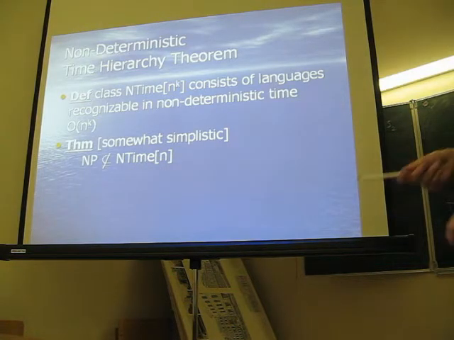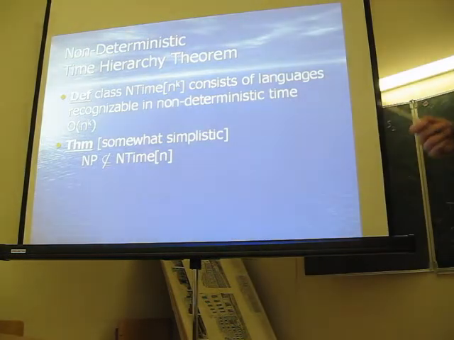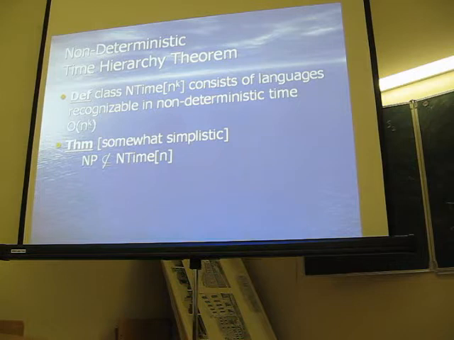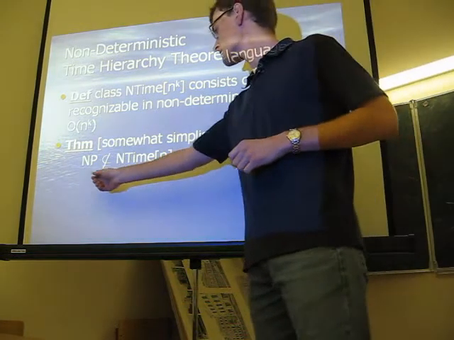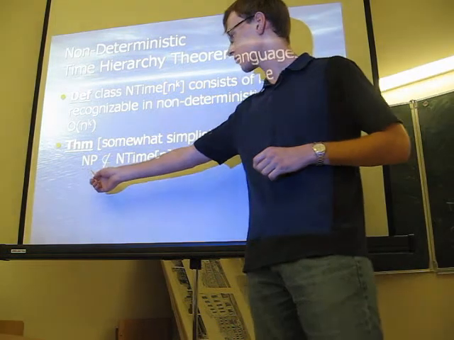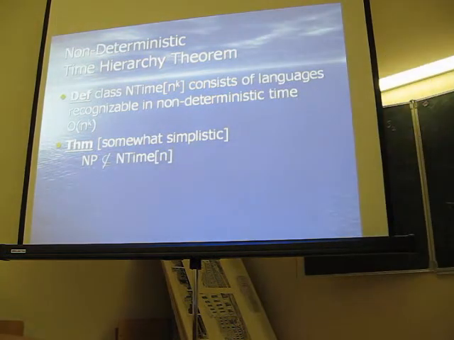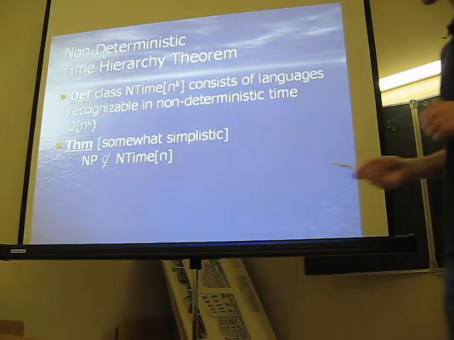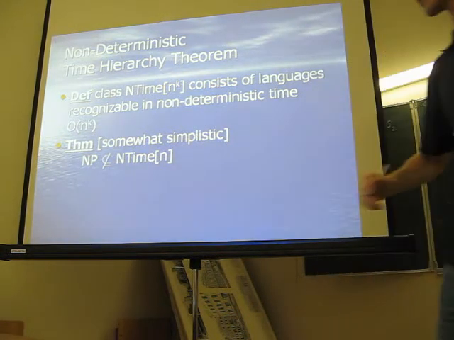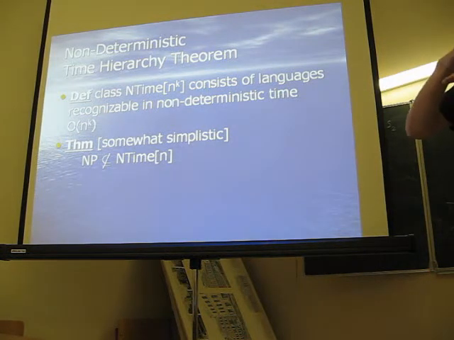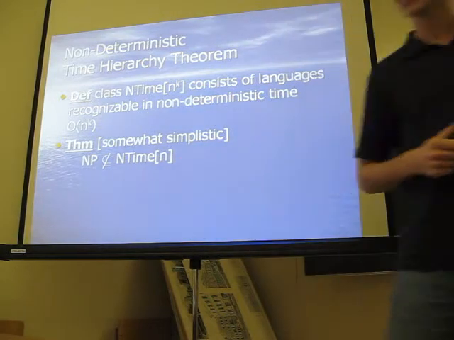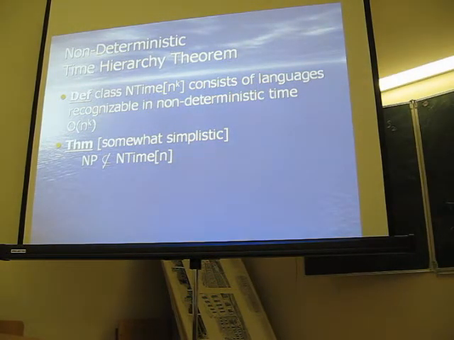Again, let me introduce a new class of languages. Those are languages that are recognizable by non-deterministic algorithms in time n to the k. And what the time hierarchy tells us is that there is some language recognizable in polynomial time by non-deterministic machines, but not recognizable in linear time by non-deterministic machines. Okay? It's a somewhat simplistic theorem. Actually, the real time hierarchy is more dense, so there are languages between n to the k and n to the k plus epsilon, but for simplicity, let us prove this statement.